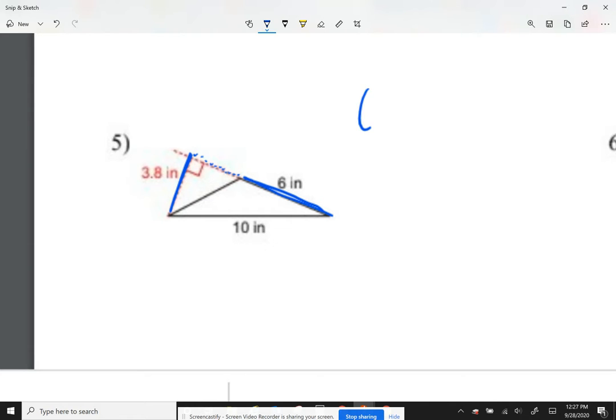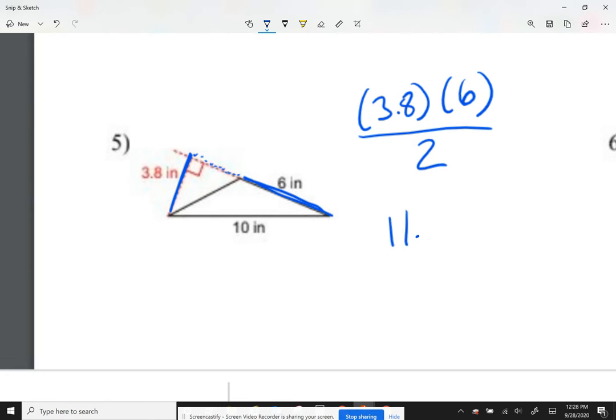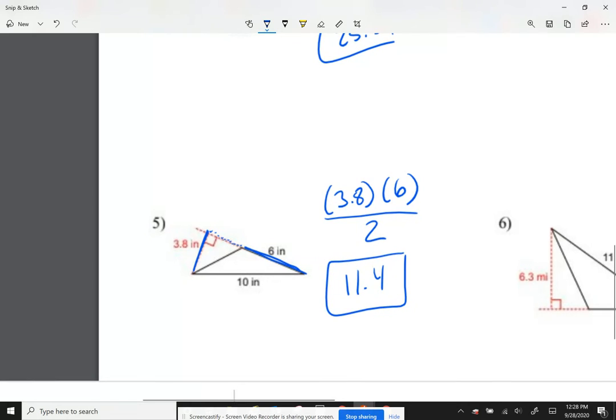So I'm just going to multiply 3.8 times 6. So that's going to give me length times width divided by 2. So 3.8 times 6 divided by 2, I get 11.4. Some numbers I'm not going to use, so don't think you have to use every number. Just length times width divided by 2.